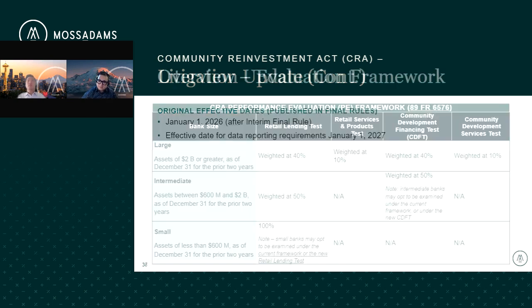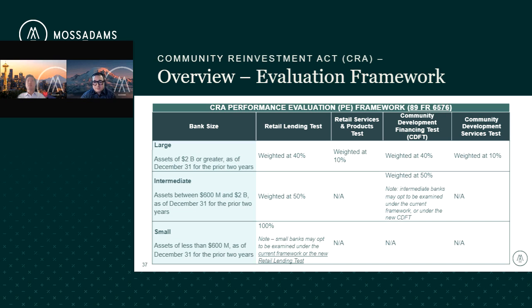And then just a little bit of detail on the current CRA final rule. One interesting point, and I would assume the thresholds for delineation between what would be a large, an intermediate, and a small bank would likely remain pretty similar, if not the same. So the delineation for a large bank under the new rule would be institutions with assets of $2 billion or greater for the prior 2 calendar years. Intermediate would be institutions between $600 million and $2 billion, and then small would be institutions with assets of less than $600 million, again, for the prior 2 years.